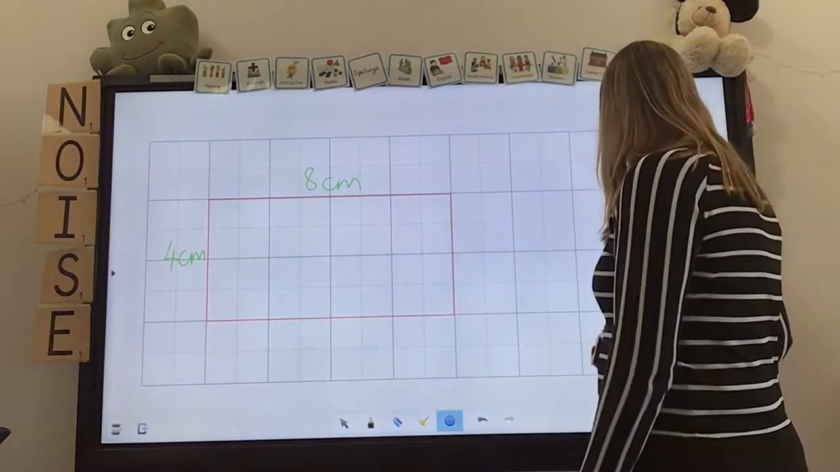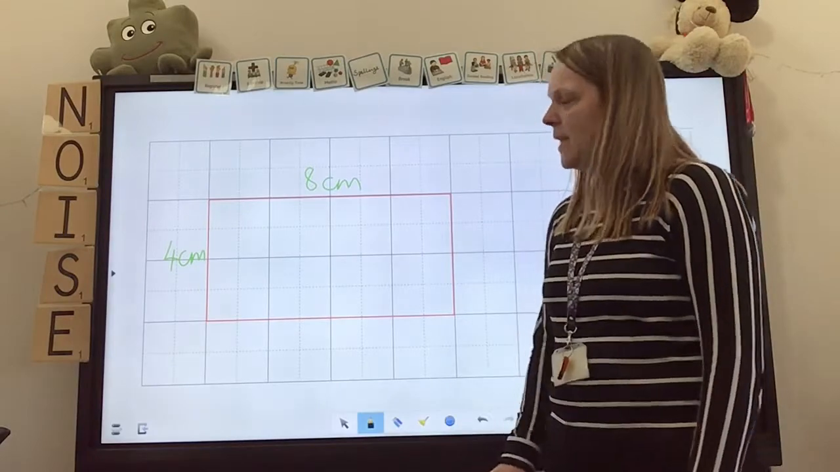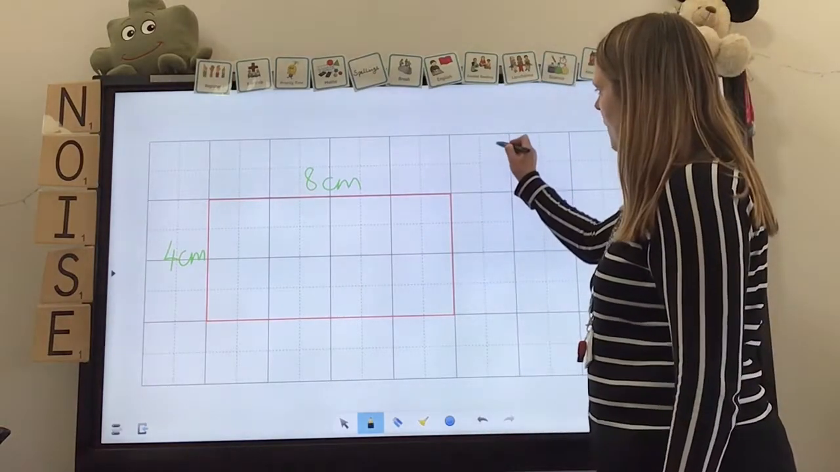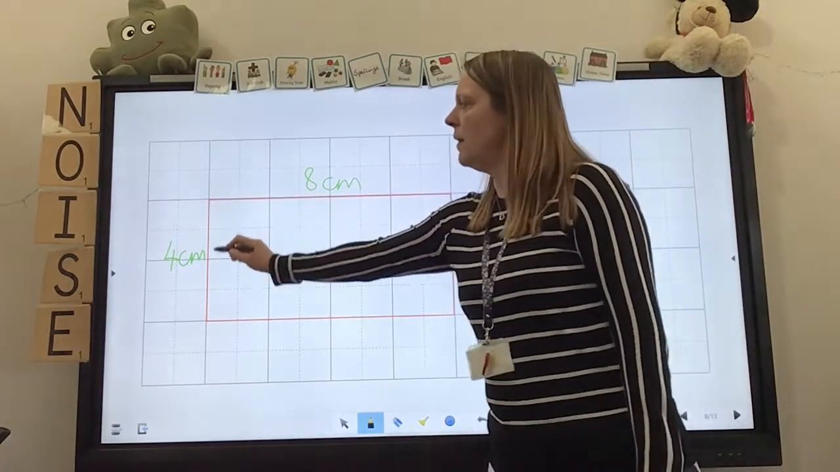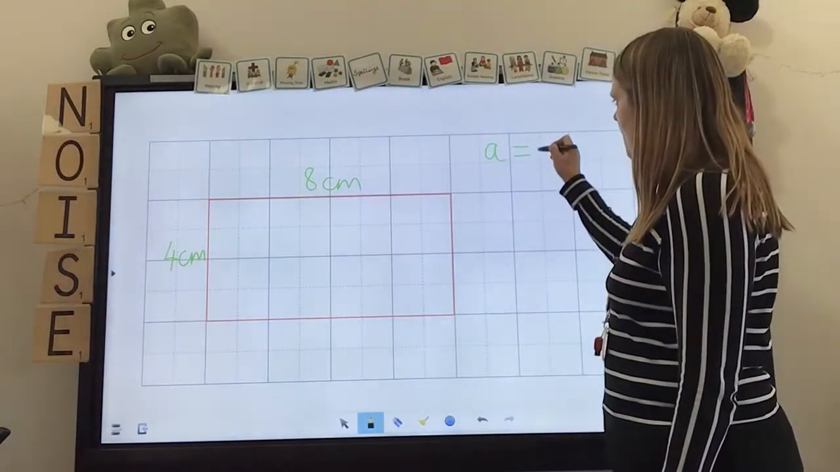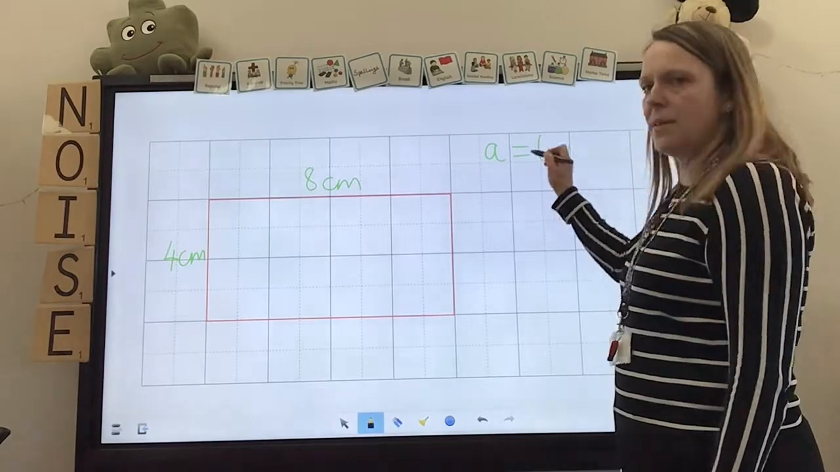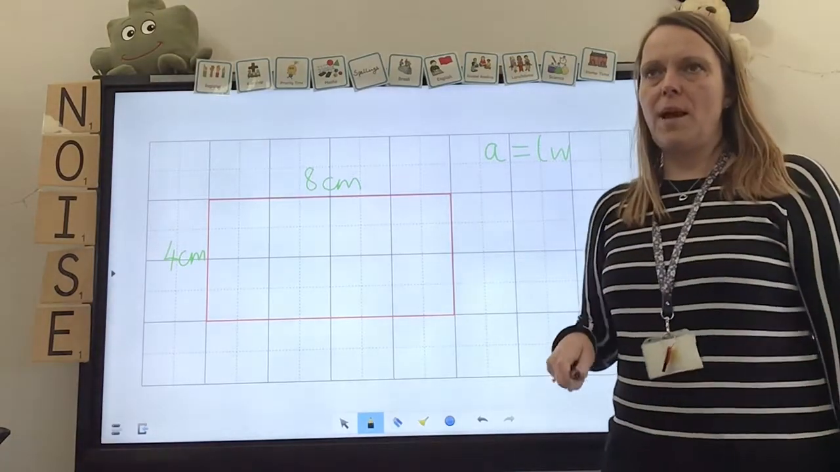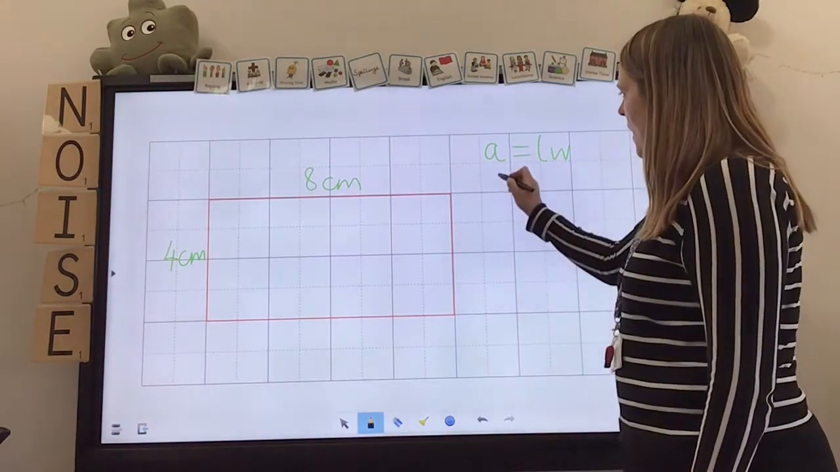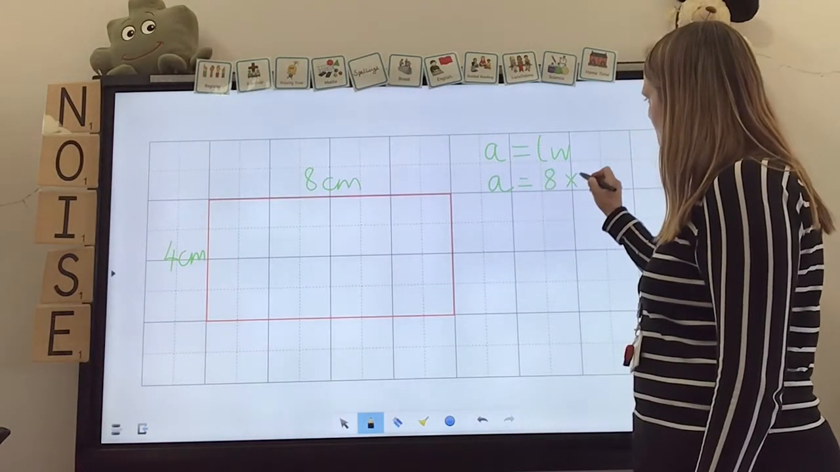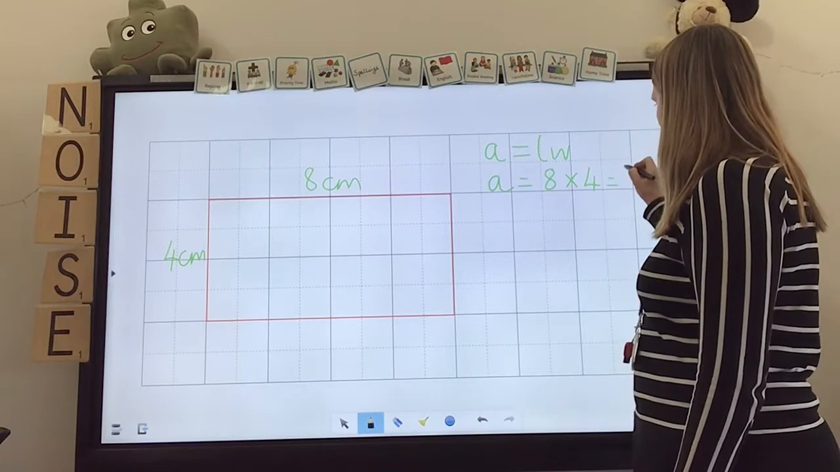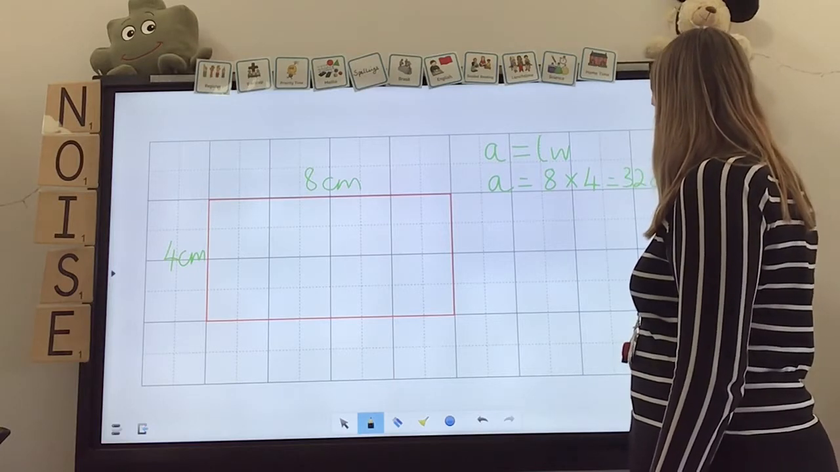Okay. If we think back to our algebra days then, the area, if we say the area is A, equals L times W, so length times width. Remember, when we put the things together, it means times. So in other words, A equals 8 times 4, which equals 32 centimetres squared.